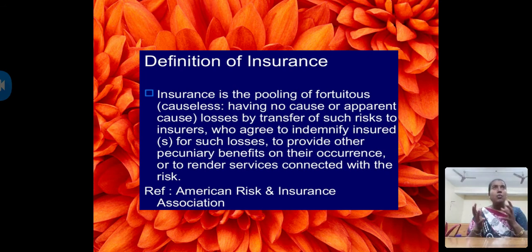Pooling means gathering. If 1 crore of the population is paying 24,000 rupees per year, how much cash is available with the insurance company in a year? That is the financial stream. This stream is used to arrange for the losses which occurred today, which occurred tomorrow, and which are going to occur in the future. Clear? That is the rendering of services for fortuitous losses, which comes under insurance according to the American Risk and Insurance Association.